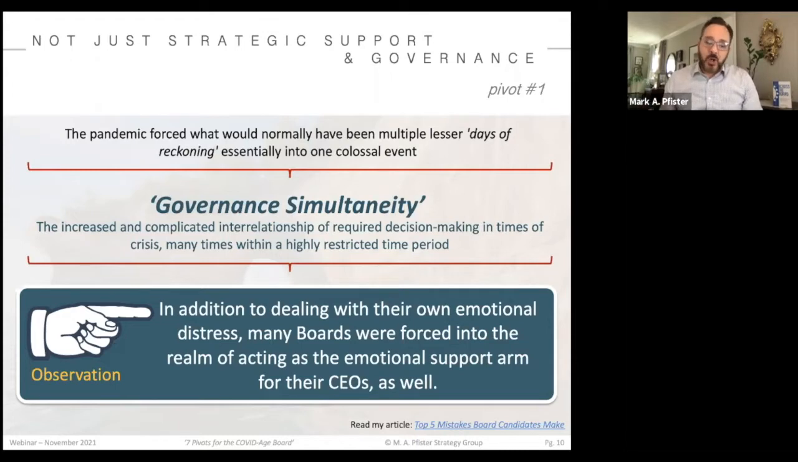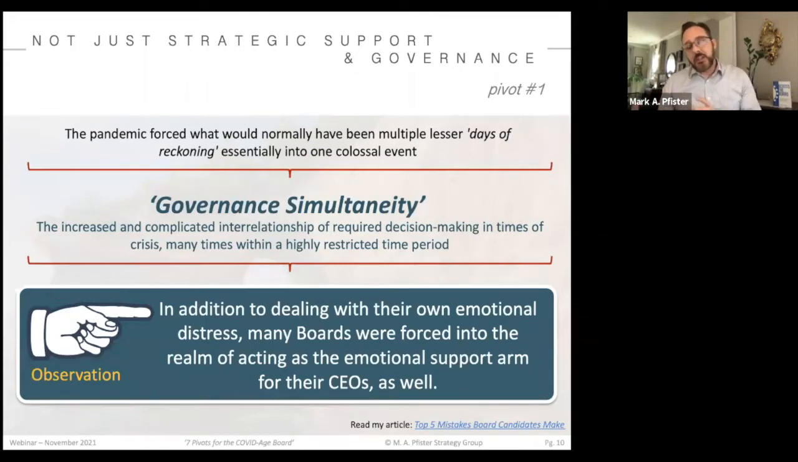This has caused what I like to call also governance simultaneity. And this has to do with the increased and complicated interrelationship of required decision-making in times of crisis. And many times this happens, as I'm mentioning, within a highly restricted time period. So keep in mind that governance simultaneity is, I believe, a challenge for many boards, especially when there's a major crisis, whether it's on a global scale or a more micro scale for their organization or their industry for that matter. This can be, again, something that becomes very overwhelming. And that overwhelming aspect of all of these simultaneous things happening at once, it obviously adds this emotional stress and distress on those that are leading the organization and anybody that's an employee in the organization.